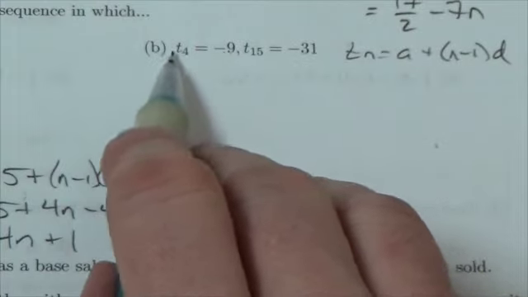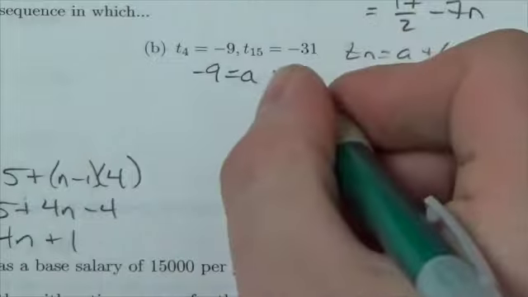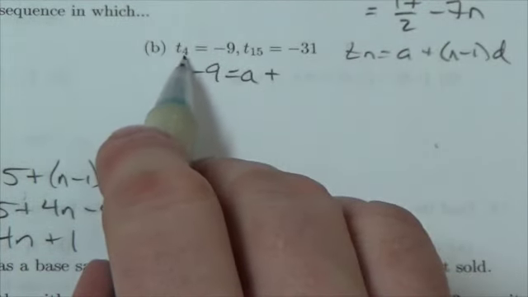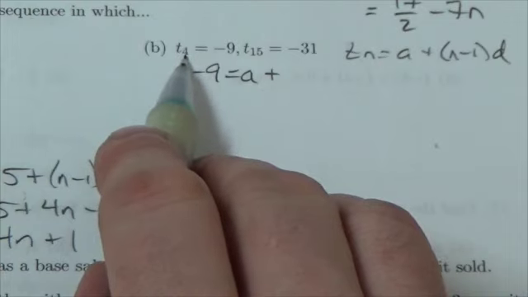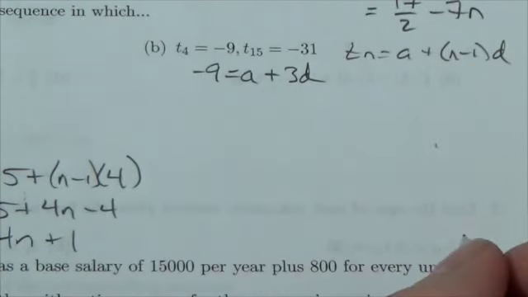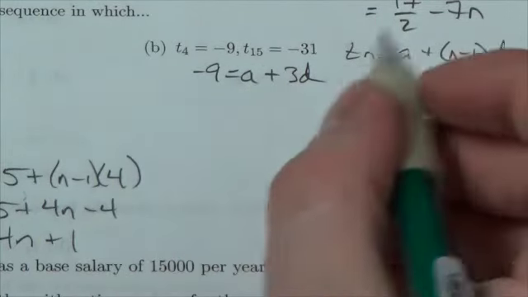That the fourth term is negative 9. So negative 9 is equal to a, don't know what that is, plus n minus 1. Well, this is the fourth term, so n would be 4, which is going to make this 3. D, don't know what d is. Do the exact same thing over here.